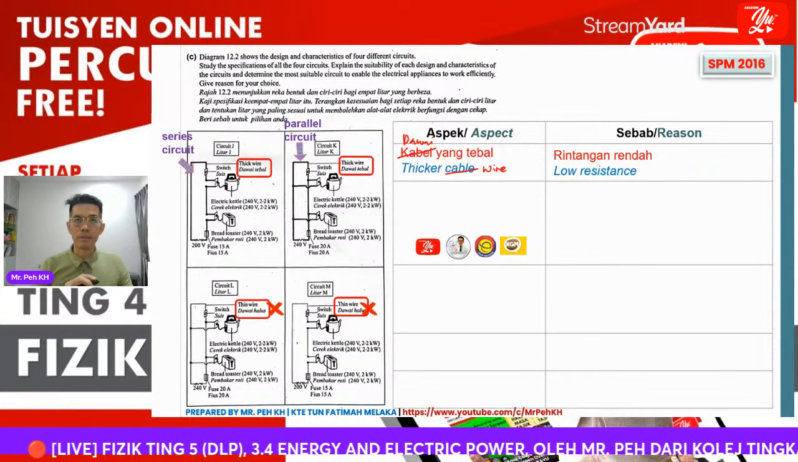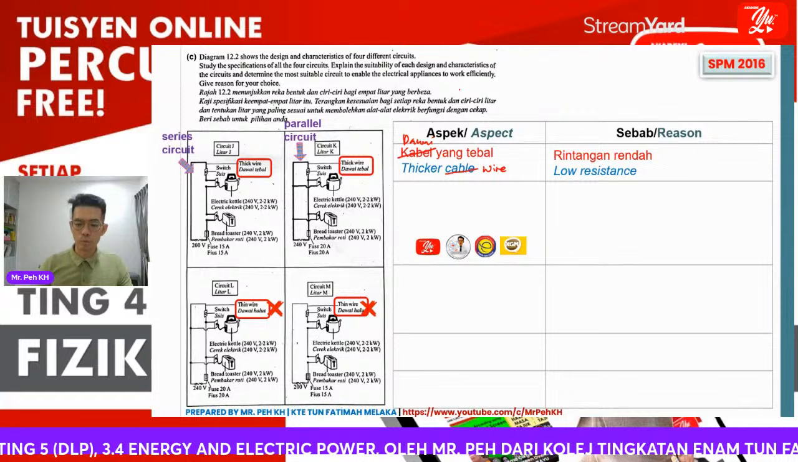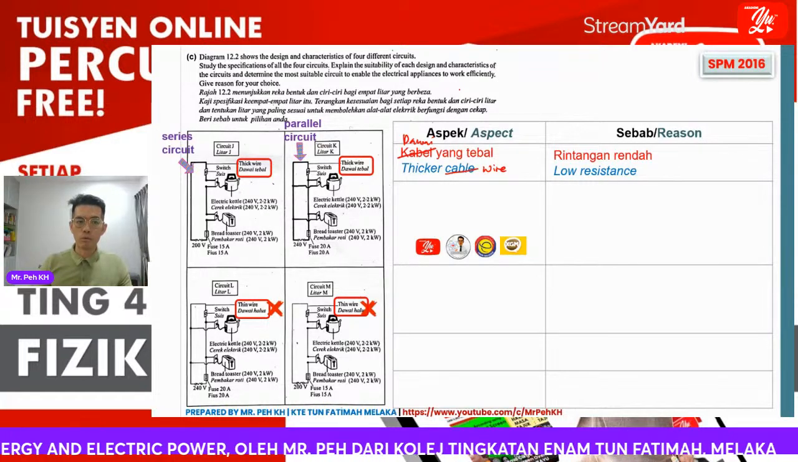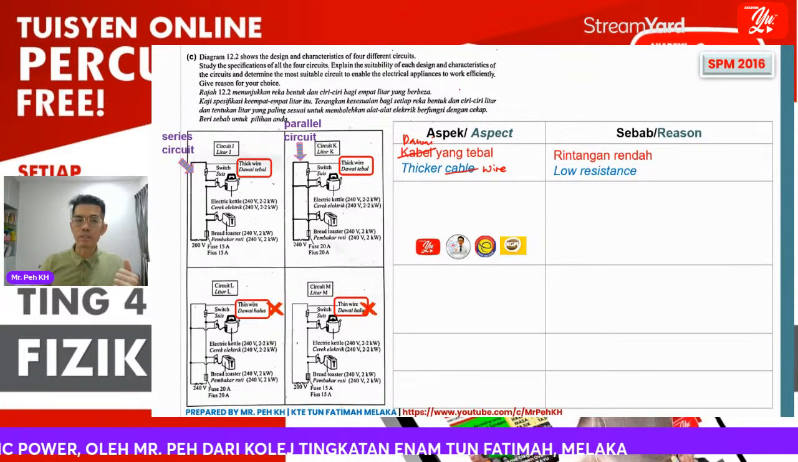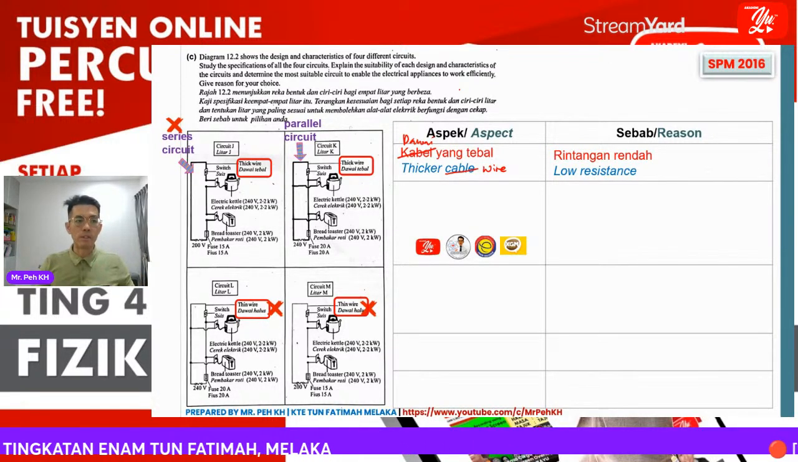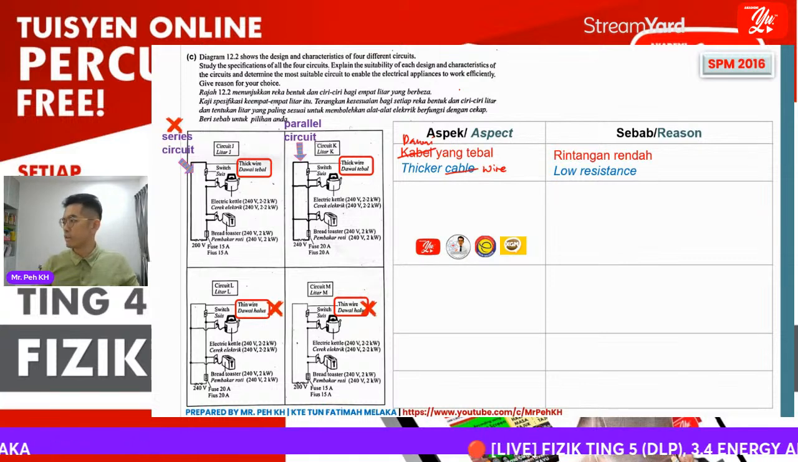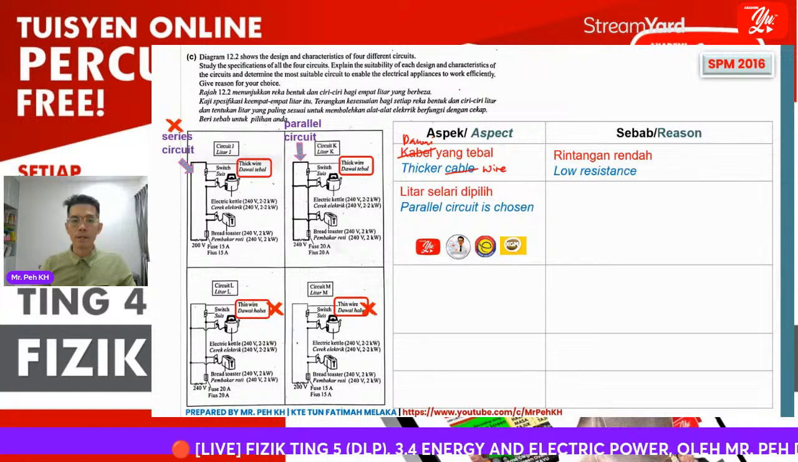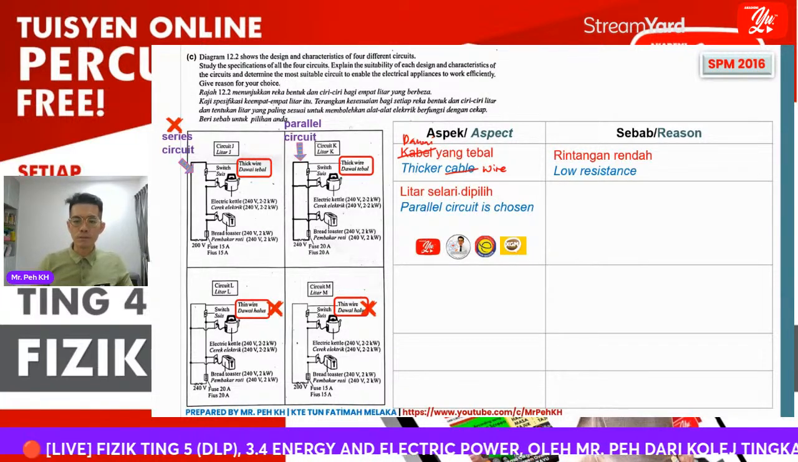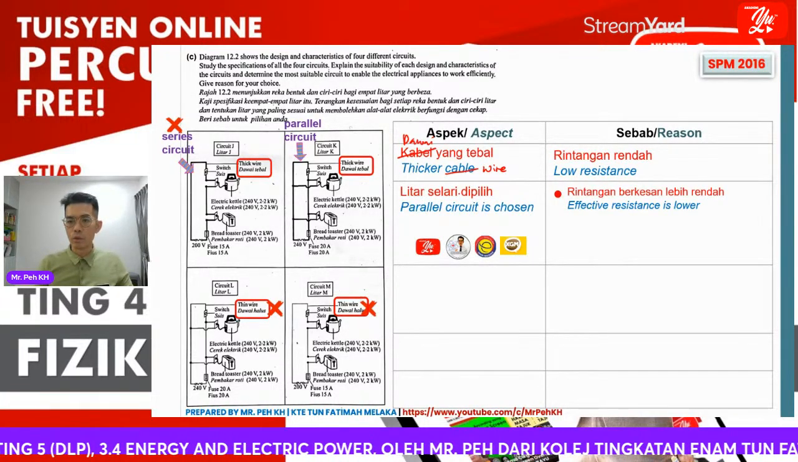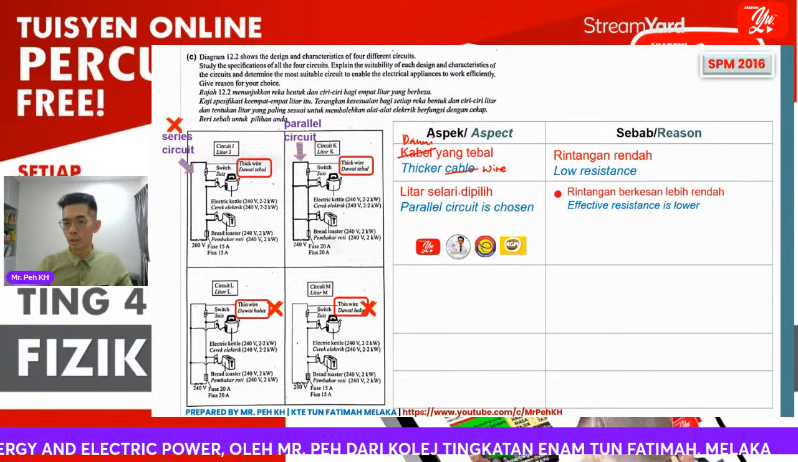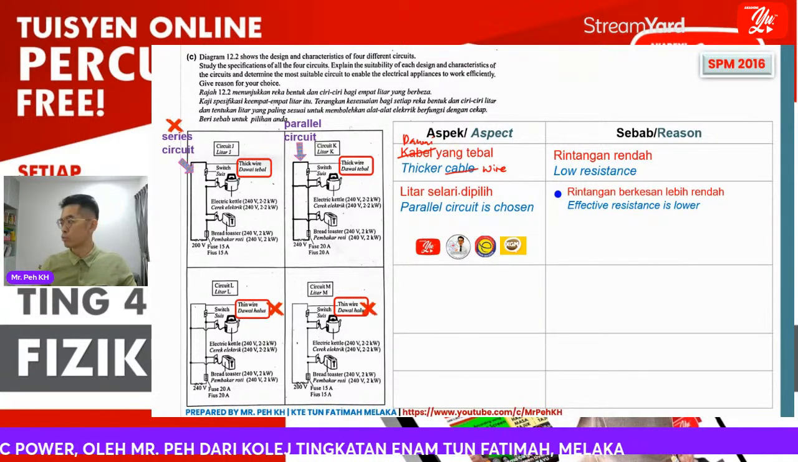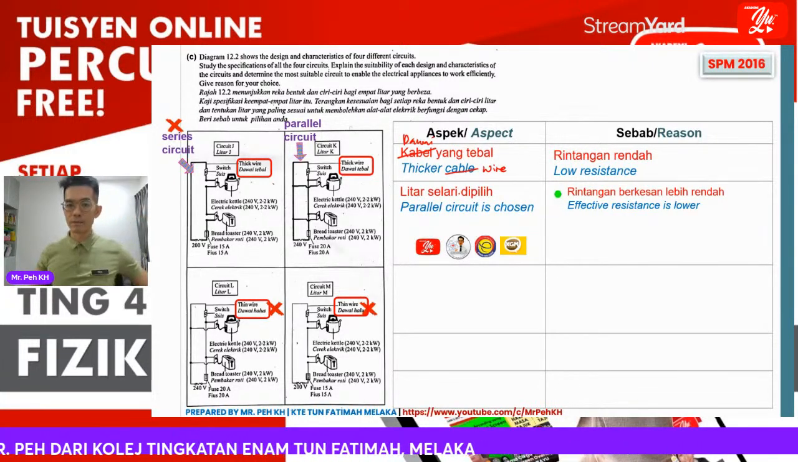You learned already in subtopic 3.2, so you have to give the advantage of the parallel circuit. So again, we choose the parallel circuit. That means it is very clear that circuit K needs to be selected now. Parallel circuit is chosen. Reason: the effective resistance is lower, so that more current will flow through. So this is one of the reference answers for you.